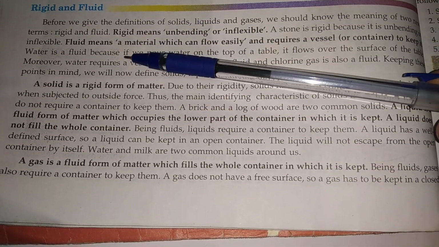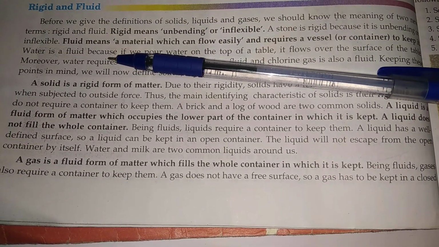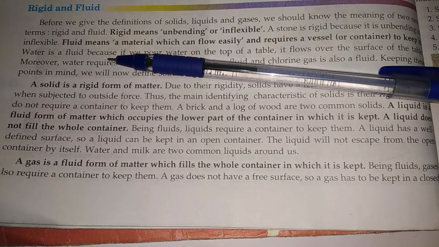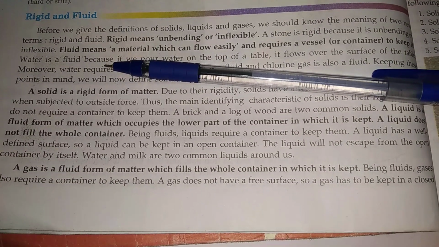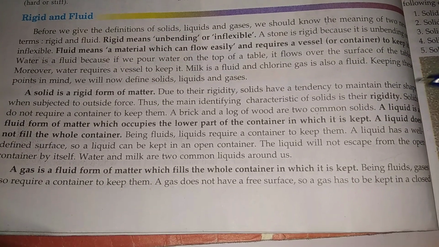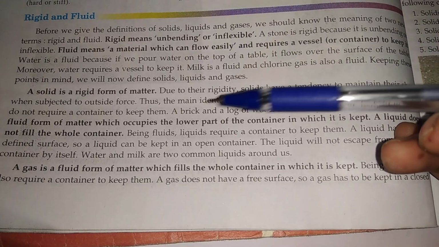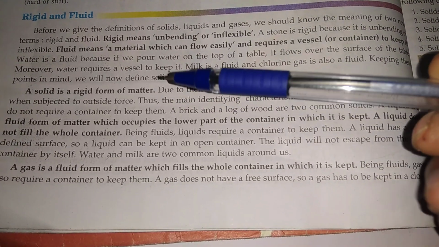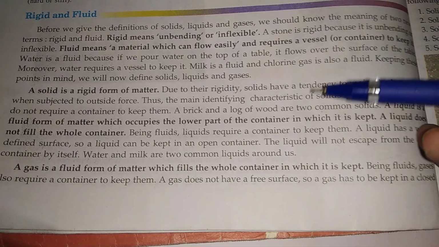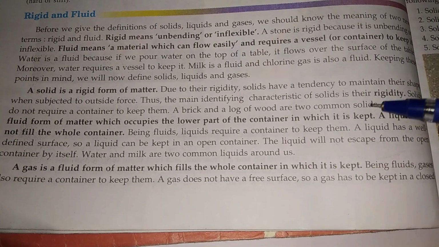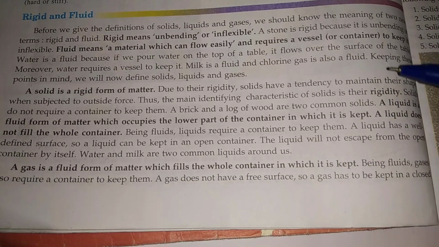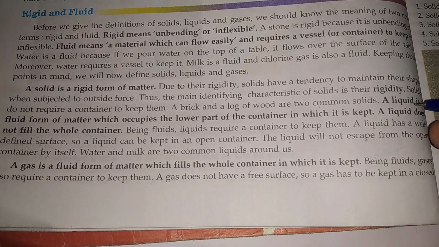So this is the pen, and it is a solid because it is unbending and inflexible, and it has maintained its shape. And when I am applying force on this pen, its shape is still not changing. Thus the main identifying characteristic of a solid is its rigidity. So one of the most important characteristics of solids is that they are rigid.